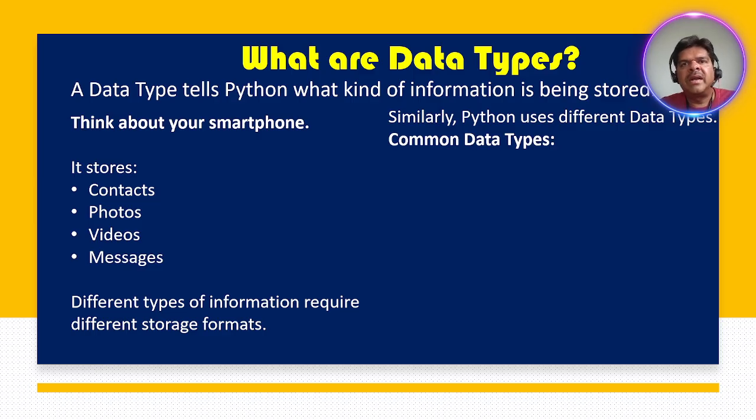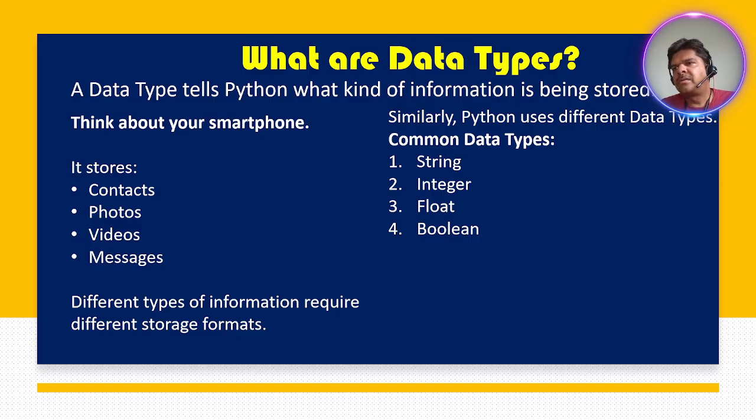Python uses different data types. The common data types are integer, string, float, and boolean. What is the meaning of string? String is a data type where we can store text values or characters, a collection of characters. ABC is a string. Selva is a string. Whether it is a name or some word, it's a string. Alphabets, text information, or alphanumeric. So Selva123, alphanumeric, is also a string. String is one of the data types.